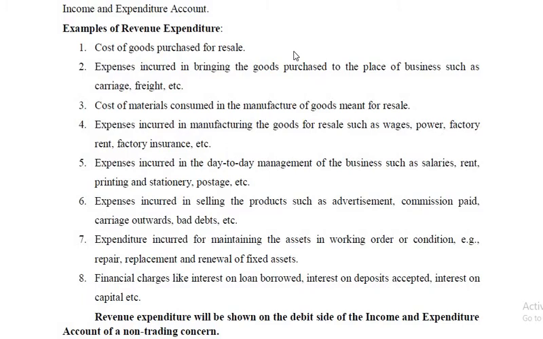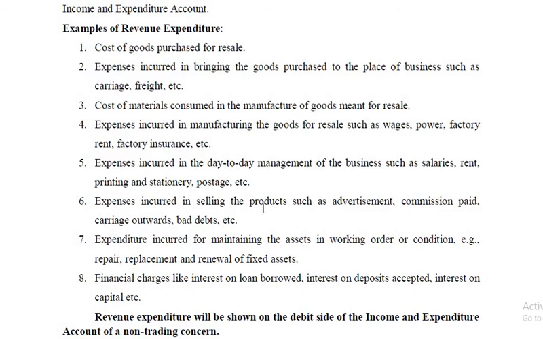Expenses incurred in manufacturing the goods for resale, such as factory wages, power, factory rent, factory insurance, all these are taken as revenue expenditure. Expenses incurred in the day-to-day management of the business, like salaries, rent, printing and stationery, postage, etc. What do we call that? Office and administrative expenses. We also call that expenses incurred in the day-to-day management of the business.